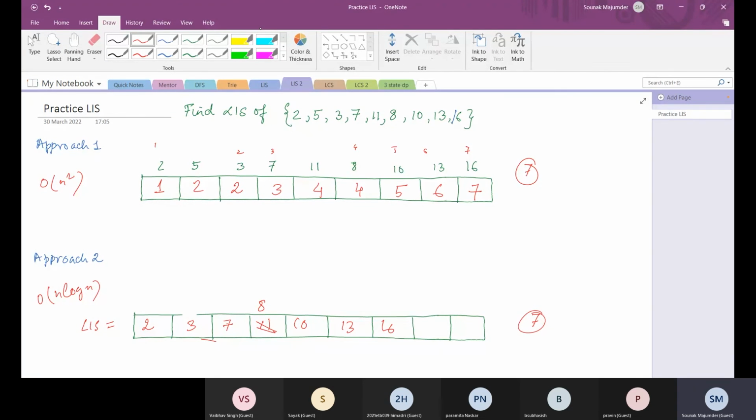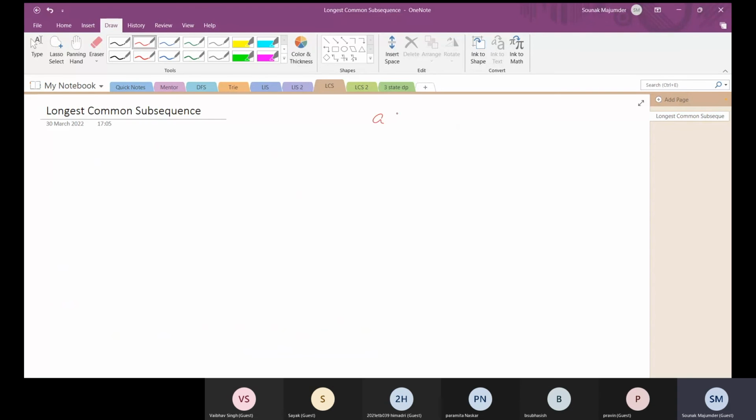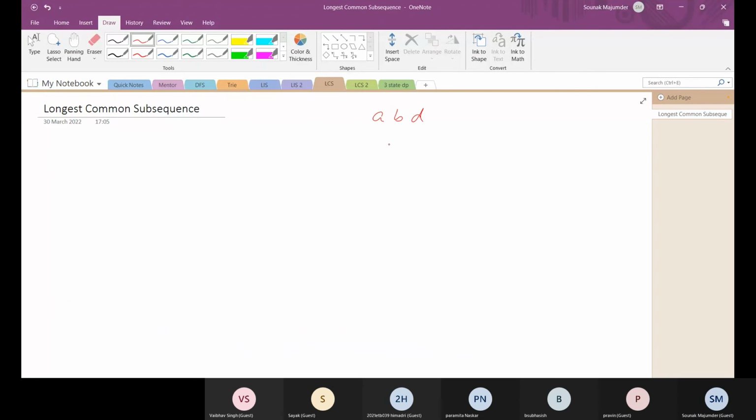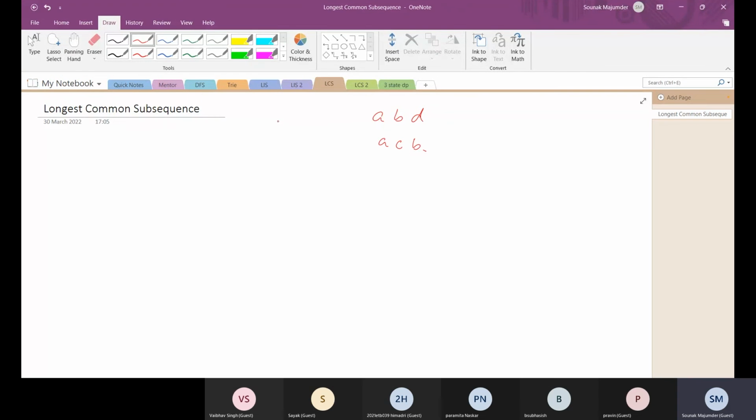So let's get to the longest common subsequence. What is the longest common subsequence again? So let's say there are two strings, s1 and s2. The longest common subsequence is a subsequence which is common to both, but it is the largest.